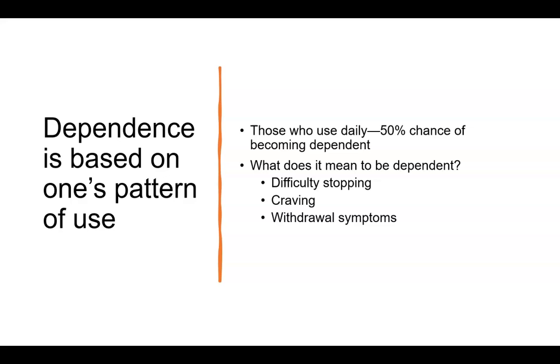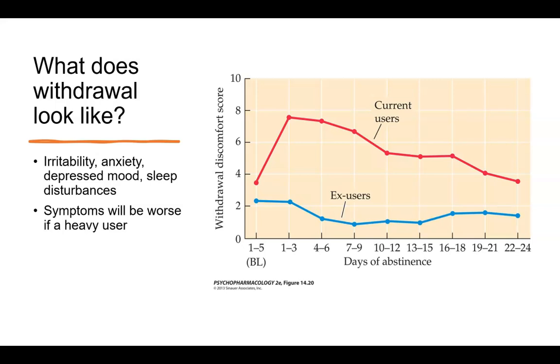Now, what does it mean to actually be dependent? Again, you want to stop, but you have difficulty doing so. You may experience cravings, and you may experience some different types of withdrawal effects. This includes things like irritability, increased anxiety, depressed mood, sleep problems, extra aggressiveness, and decreased appetite, all of which are opposite effects of what cannabis does. So, like I said, you're going to have things like irritability, anxiety, depressed mood, sleep disturbances, and typically if you are a heavy user, those will tend to be a bit worse.